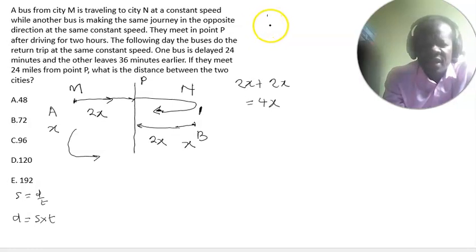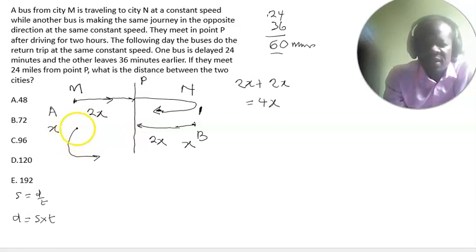So together, how did it come about that 1 hour? So it will be 24 plus 36. So one leaves earlier. The other one was delayed 24 minutes. So that means the other bus has been traveling for 60 minutes, which is 1 hour. So we can take any of the buses to have been traveling for 1 hour before the other one started traveling.